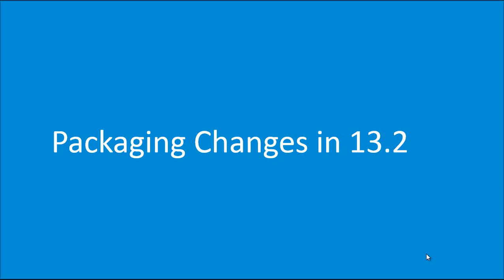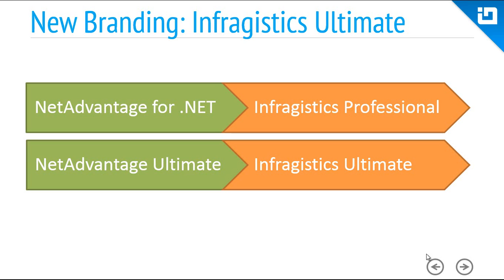So packaging changes in 13.2. What did we do? The big thing is that we changed the branding of our two bundles. These bundles are pretty much what we've been selling for many years. We've had different configurations probably over the last 10 years, but really Infragistics Professional and Infragistics Ultimate are the two main bundles we're going to have moving forward. Before 13.2, we called Infragistics Professional Net Advantage for .NET, and we called Infragistics Ultimate Net Advantage Ultimate.